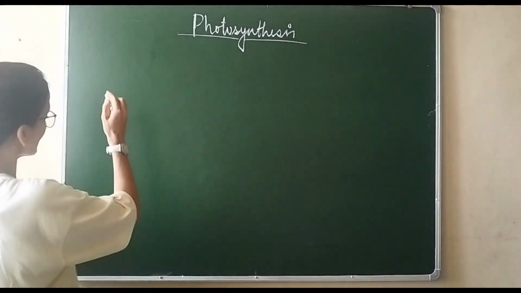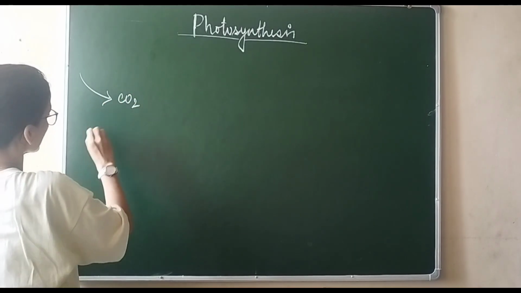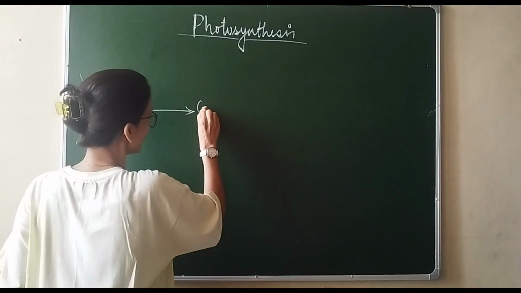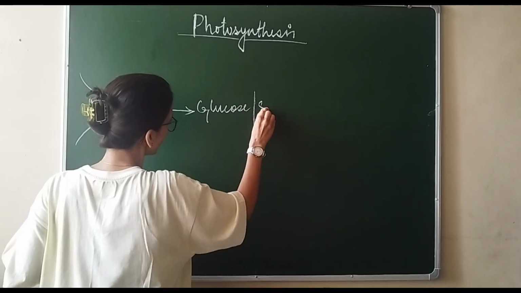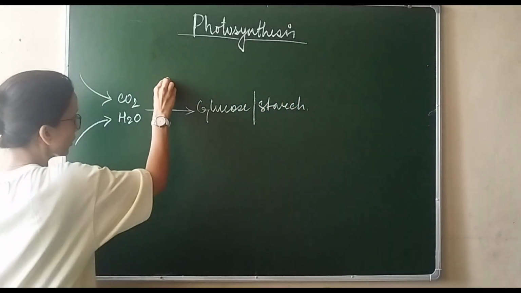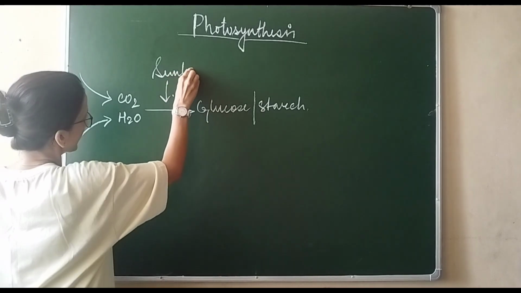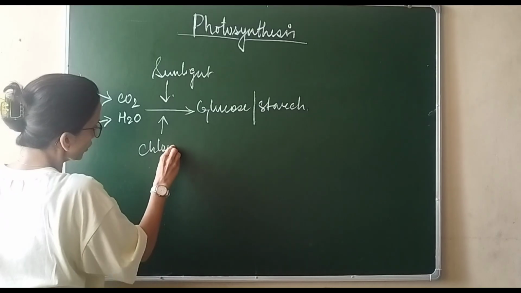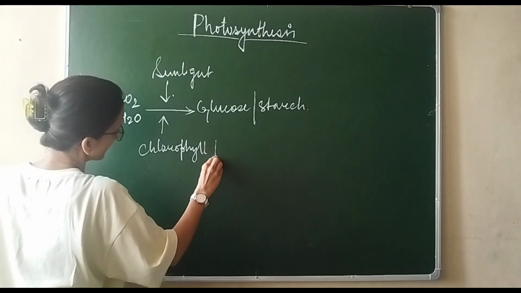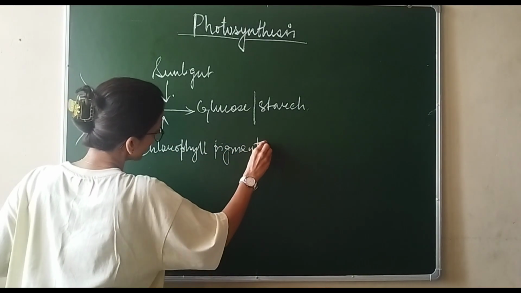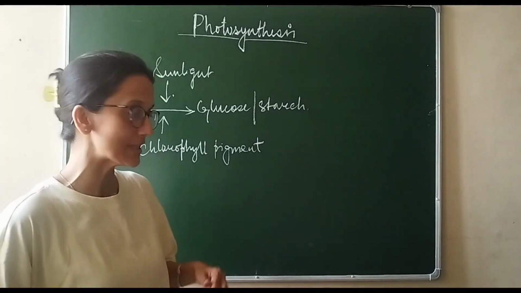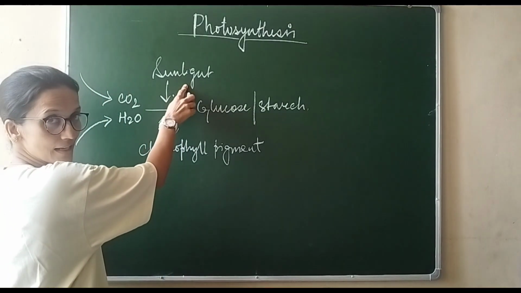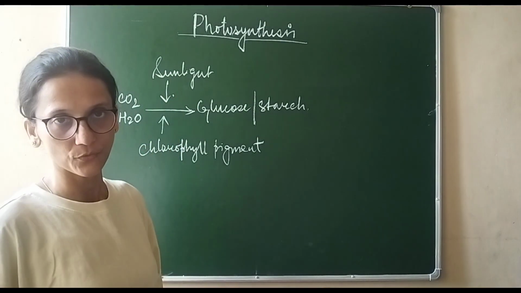So photosynthesis is a process where carbon dioxide and water get added together to produce either glucose or starch. And what else is essential? Sunlight. And to capture the sunlight we also need a pigment which is known as chlorophyll pigment. Pigment means something that can add color. In plants this pigment adds green color, but that is not its function. Its function is to trap sunlight, and hence it directly helps in the process of photosynthesis.